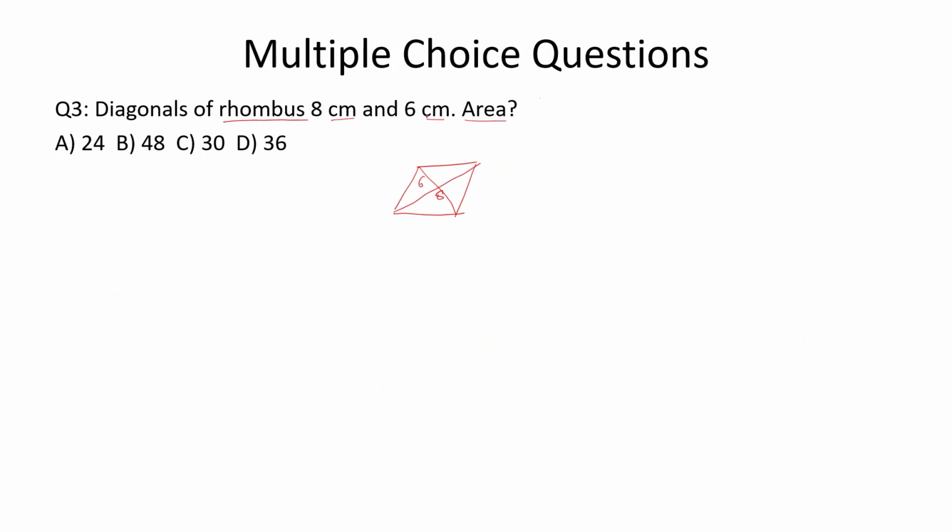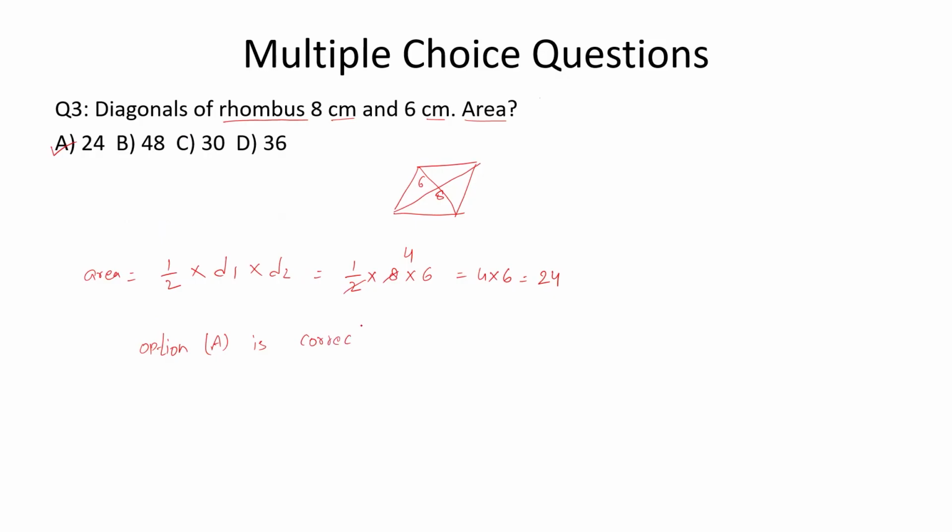Again, pay attention to whether the units of the lengths are consistent. They are consistent because both are given in centimeter. So area you have to calculate. Area is equal to 1 by 2 into diagonal 1 into diagonal 2. So 1 by 2 into first diagonal 8, second diagonal 6. 2 and 8 will get cancelled to 4. So it is 4 into 6, that means 24. 24 is option A. So again, option A is correct.